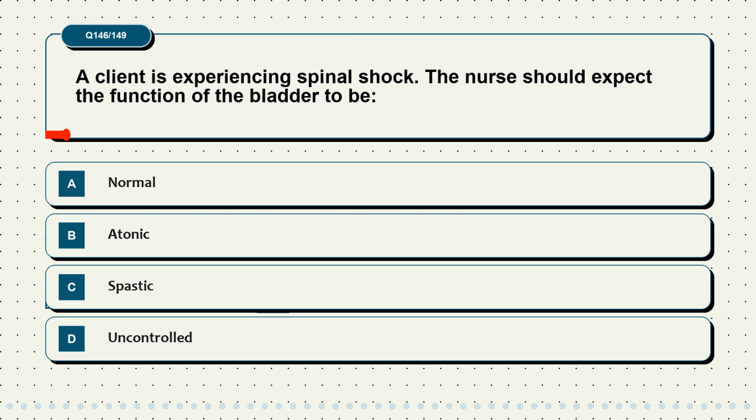Question 146. A client is experiencing spinal shock. The nurse should expect the function of the bladder to be. Here are the options. Option A. Normal. Option B. Atonic. Option C. Spastic. Option D. Uncontrolled.